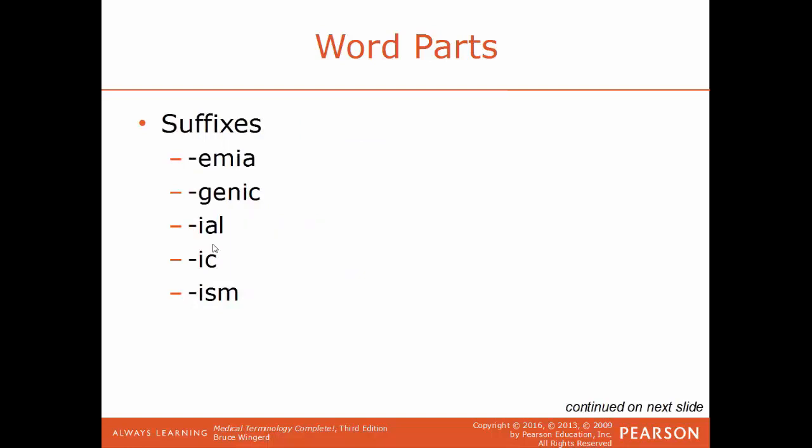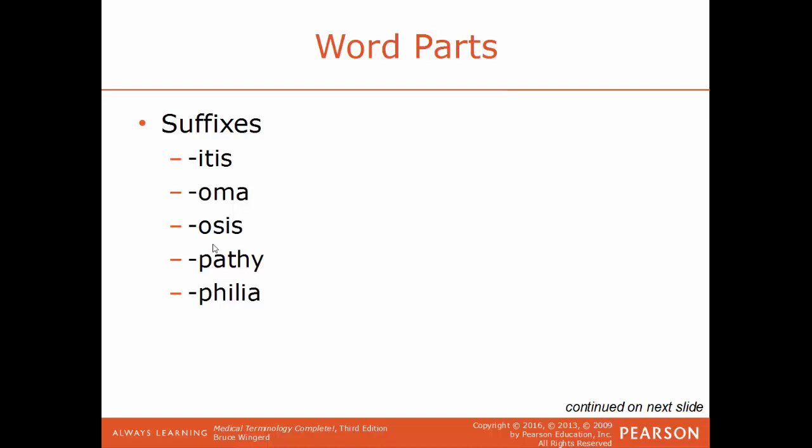Alright, some suffixes. Emia means of the blood. Genic means produced by or produced in. The suffixes ial and ic both mean pertaining to or in relation to. And the last one, ism, is a reference to a condition or a process. Itis means inflammation. Oma is a reference to a tumor. Osis is a reference to an abnormal condition. Pathy is having a disease.